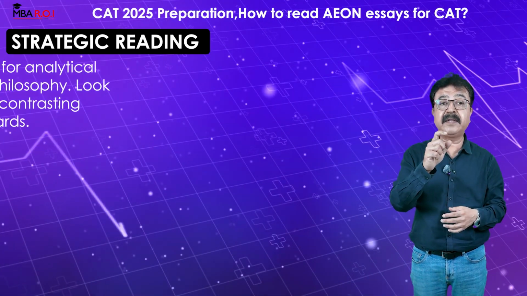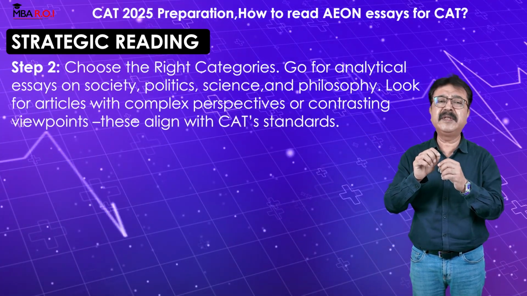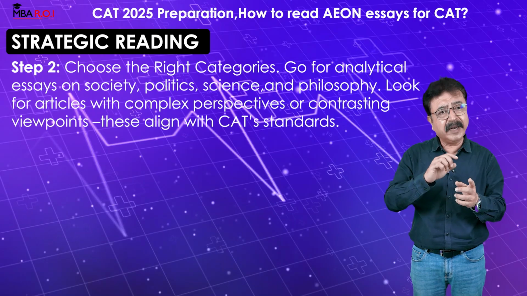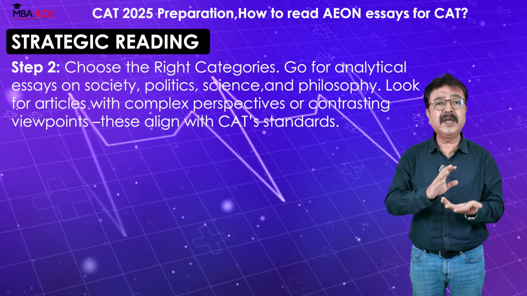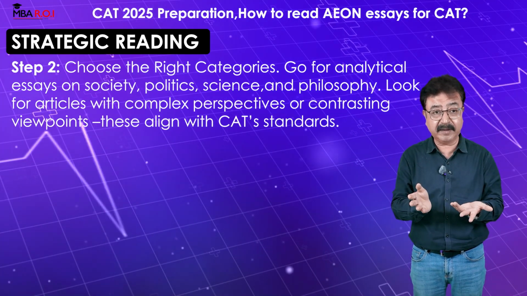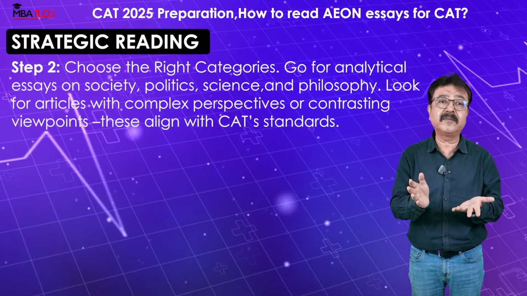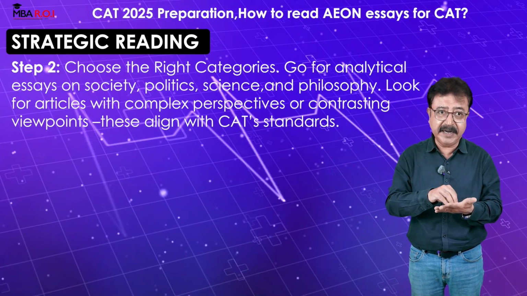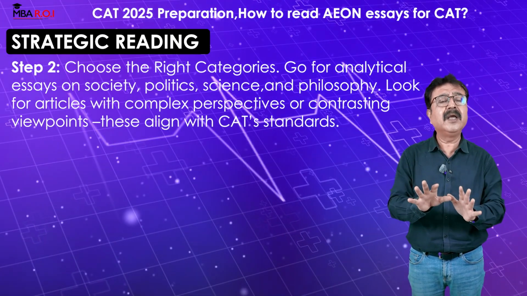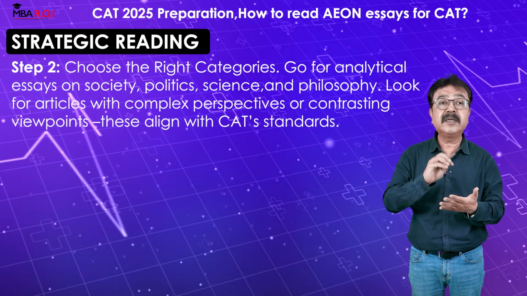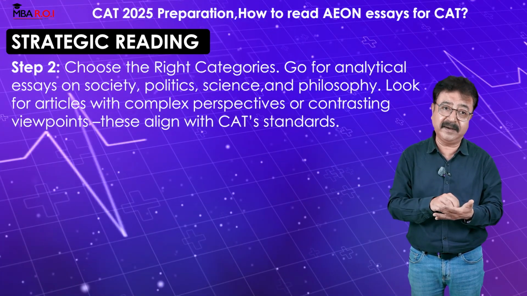Step 2, pick the right categories. Look for essays which deal with complex issues like politics, sociology, psychology, philosophy. Philosophy is very, very important. Abstract essays, right? Because CAT uses abstract essays a lot. AEON will give you a lot of variety for that. So please make sure that you are doing it the right way and picking up the right category.